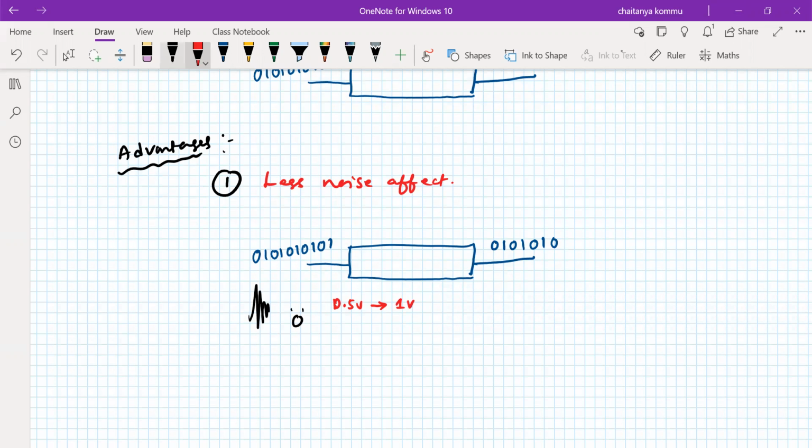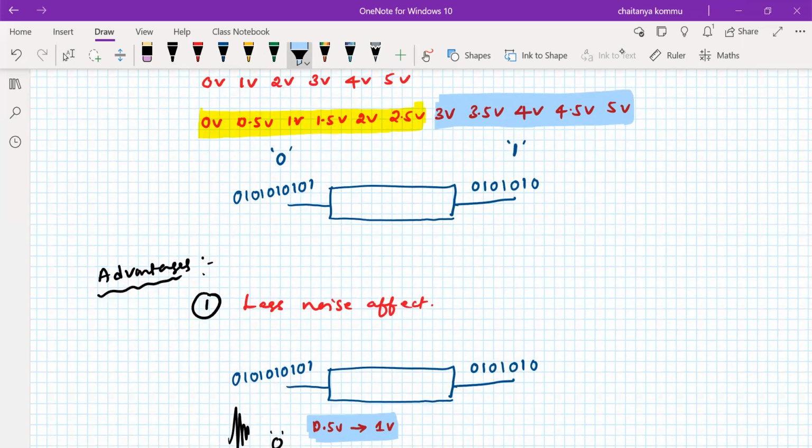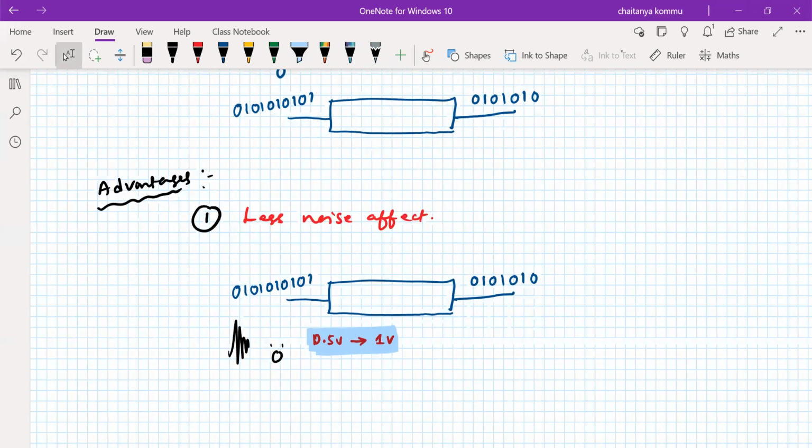So if the input voltage changes from 0 volts to 0.5 volts to 1 volt, it cannot affect the logic zero value. Why? Because 1 volt is also within this logic zero range only. Is it clear? Therefore, even if the physical values are affected by the noise signal, that cannot affect the logic zero value, so the digital system cannot be affected by the noise signal, right?